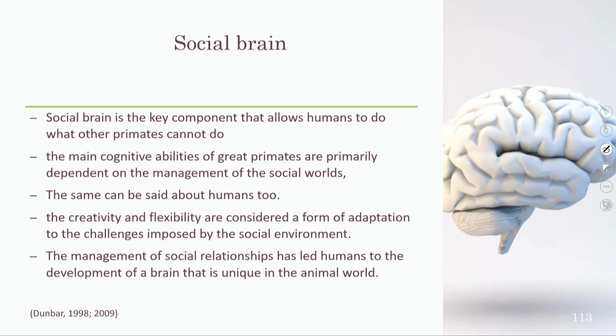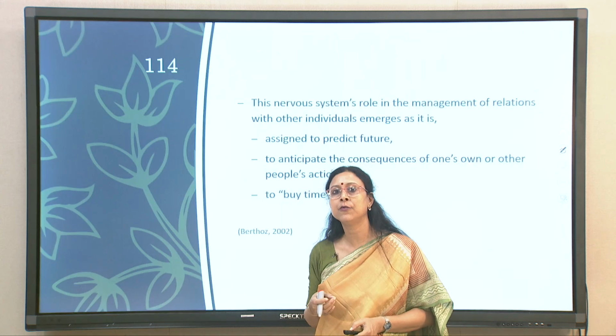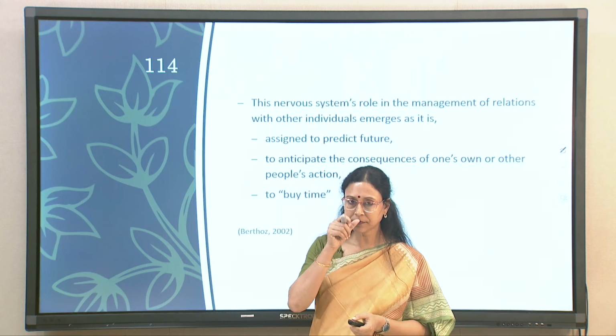So, depending on the kind of environment we are in, we adapt very quickly. That is something that is common to humans. There is nothing called a habitat for humans. Humans can be anywhere because we adapt very quickly. That is what we are talking about. So, this kind of flexibility and creativity with respect to the brain's adaptation to the environment is the domain of social brain. So, the management of social relationships has led humans to the development of a brain that is kind of unique in the animal world.